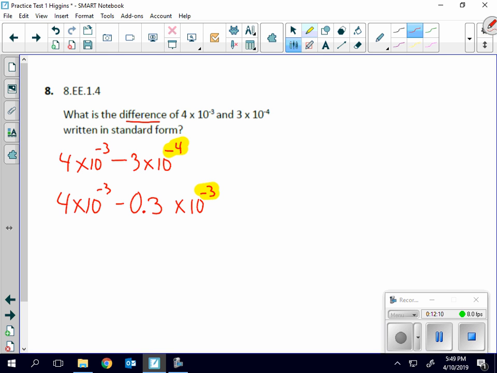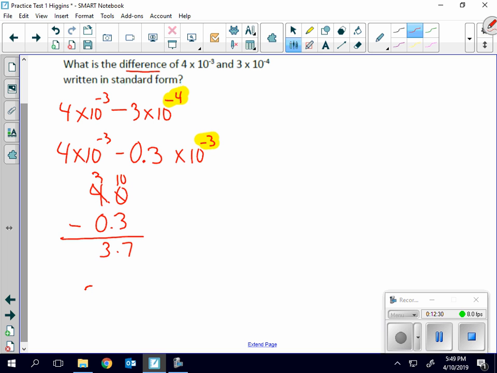All right, so I'm just subtracting now these numbers. 4, you can put a 0.0 if you want, minus 0.3, which is, let's see, this is going to be a 3, this is going to be a 10, this is a 7, this is 3.7. And you keep that power of 10 when you add and subtract. So it's 3.7 times 10 to that same power, negative 3.